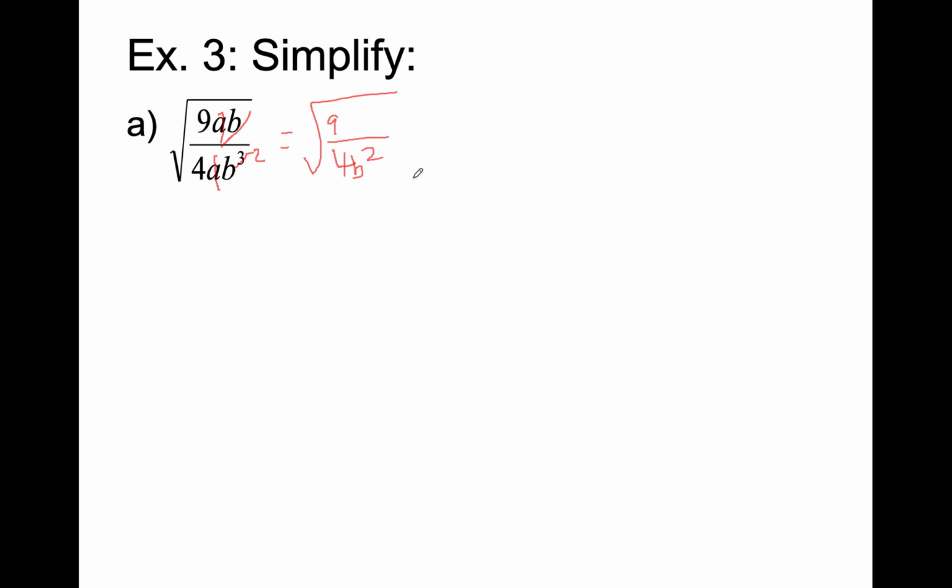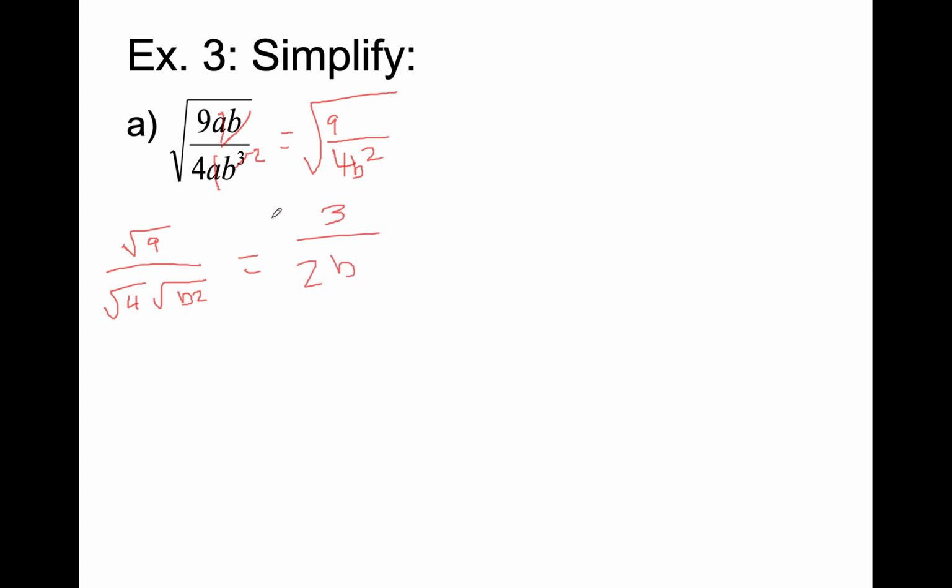My next step is I'm going to check to see if my bottom is a perfect square. 4b squared is in fact a perfect square. 4 is a perfect square. B squared is a perfect square. So I'm just going to start breaking into radicals. So I'm left with radical 9 over radical 4, radical b squared. When I evaluate those radicals, I'm left with 3 over 2b.